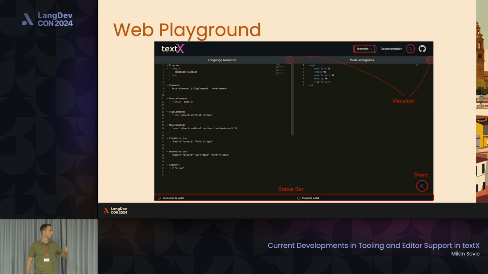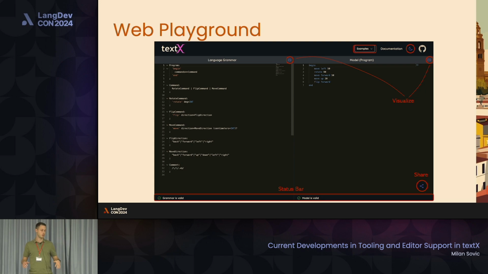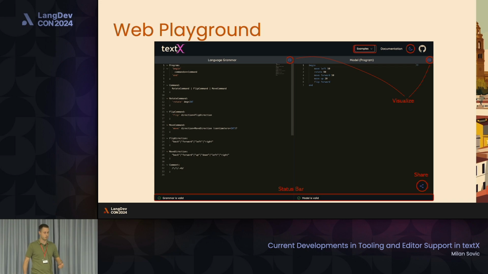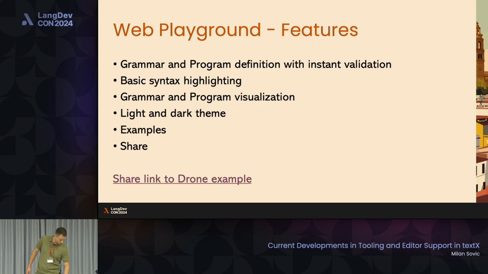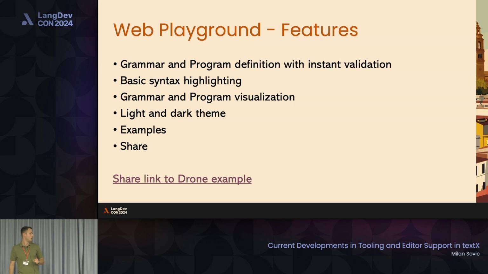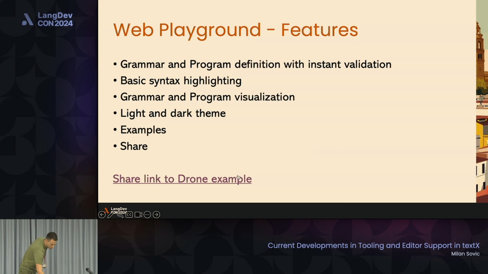And yeah, the most important thing is the set of examples in the drop-down in the header, because when you learn something, it's good to follow some example. So now users can preload multiple examples. And there is a share option, which takes the content of both grammar and model editors and embeds it into the link, and in that way you can share ideas with a colleague or professor. So yeah, these are the features I mentioned. We also have basic syntax highlighting, and this is the link to the drone example.